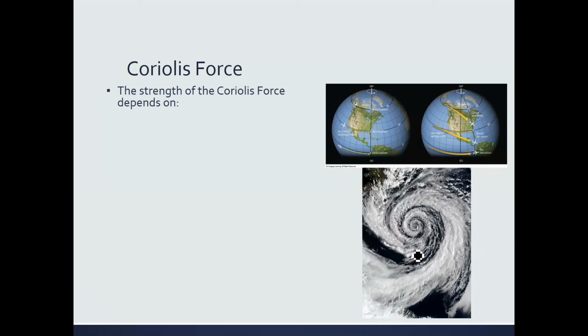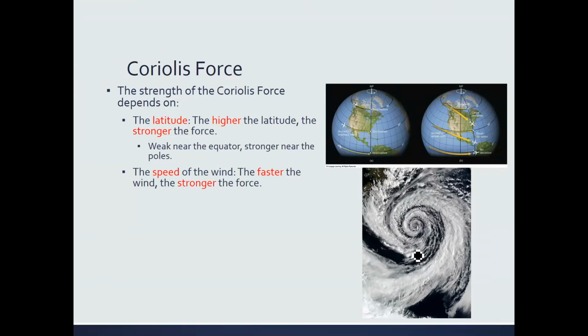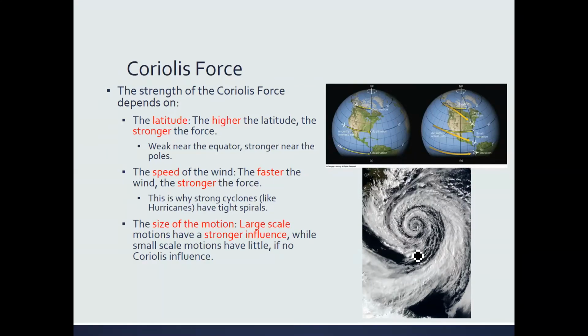Now, what determines how strong the Coriolis force is? So in the last lecture, we talked about the pressure gradient force was caused by two things: difference in distance. Well, the Coriolis force is dependent on three things. The three things are the latitude, the speed of the wind, and the size of the motion. So let me take each one of these in sequence.